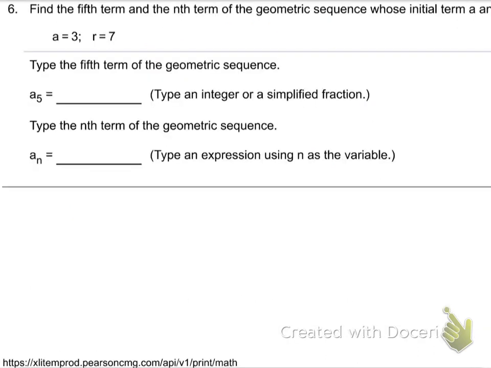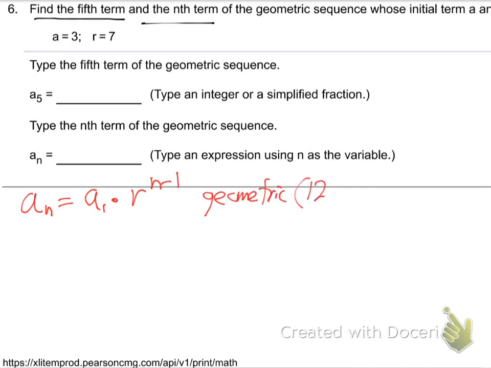Number 6. They want you to find the fifth term and the nth term. Now at this point I need to give you the formulas. The A sub n formula is A1 times R to the n minus 1. That's for geometric here in section 12.3. So there's the A sub n geometric formula. This is the generic geometric formula. It'll work for any geometric sequence.